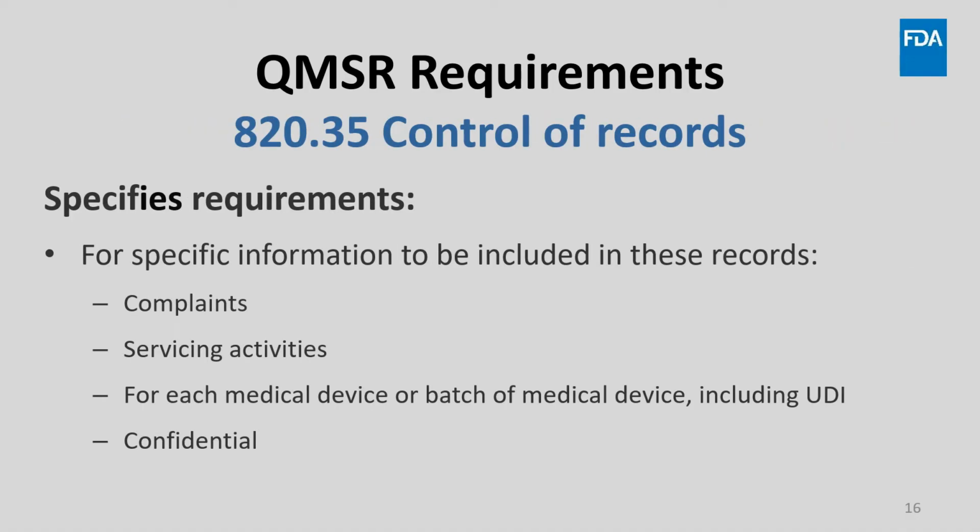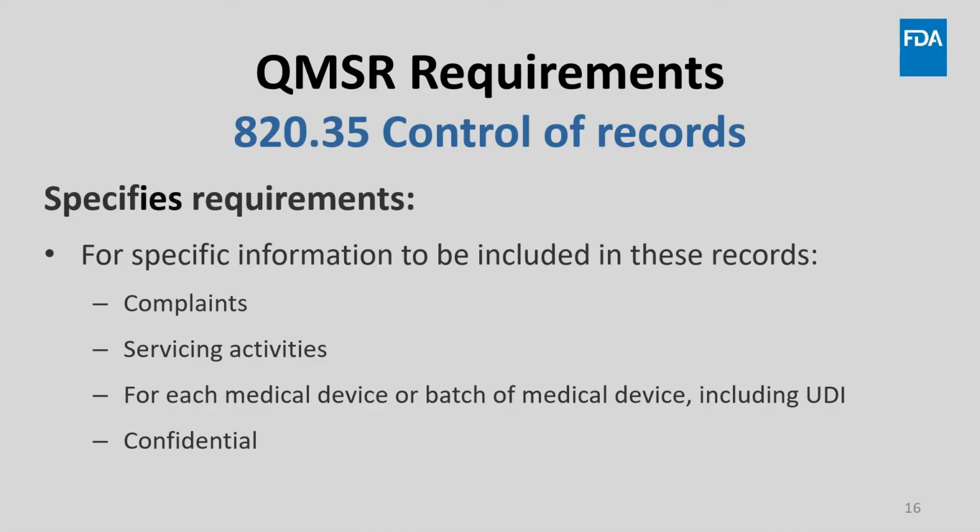Now let's navigate through Subpart B. Subpart B of the QMSR includes supplemental provisions for control of records and device labeling and packaging controls. Section 820.35, Control of Records, specifies additional requirements for specific information that must be included in various types of records to ensure consistency and compliance with other parts of the FD&C Act.